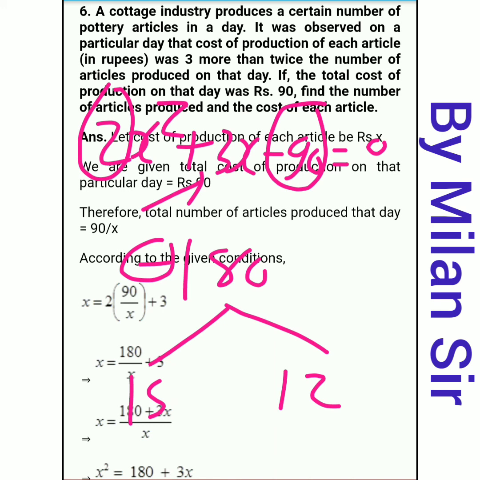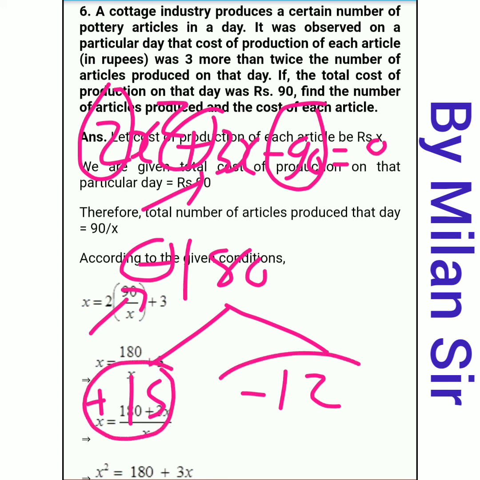Now here we have a negative sign, so we need to give different signs to both factors. Here our middle term has a positive sign, so we need to give this positive sign to our bigger factor. To the other factor we need to give the different sign, that means a negative sign. So here we get our two factors, plus 15 and minus 12.